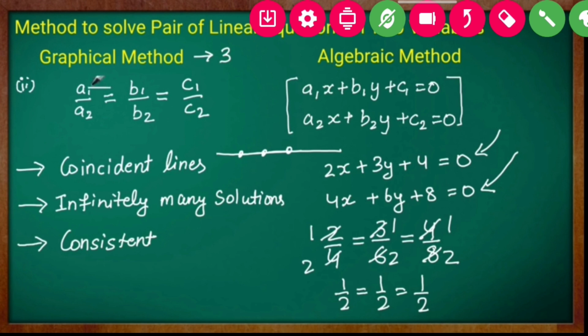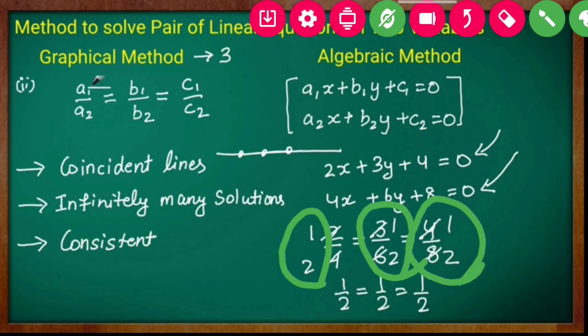We check 2 upon 4, which gives 1 upon 2. 3 upon 6 is also 1 upon 2, and 4 upon 8 is also 1 upon 2. So all the fractions a1 upon a2, b1 upon b2 and c1 upon c2 are the same. So the lines are coincident lines, which means all the points lie on one line, and there are infinitely many solutions. This situation is consistent. Okay students.